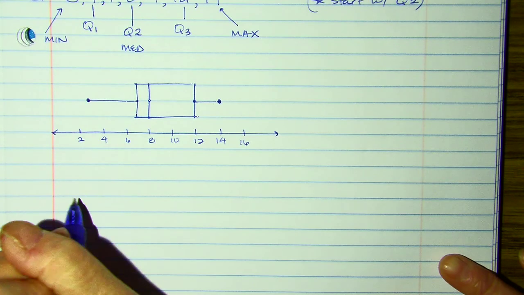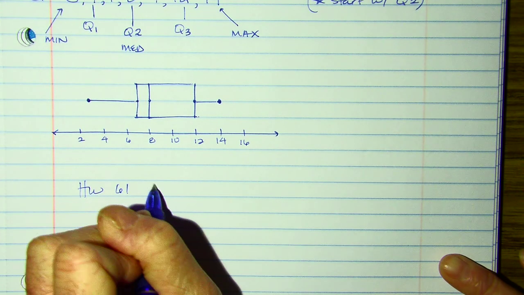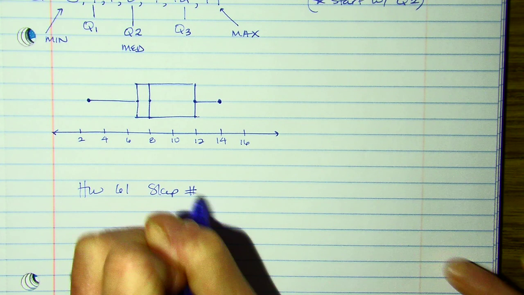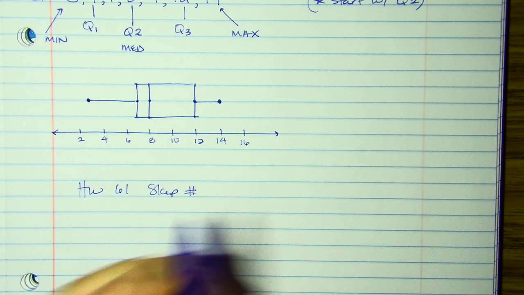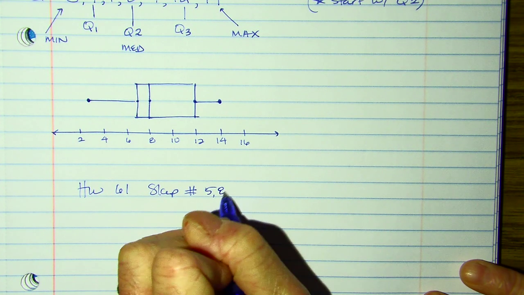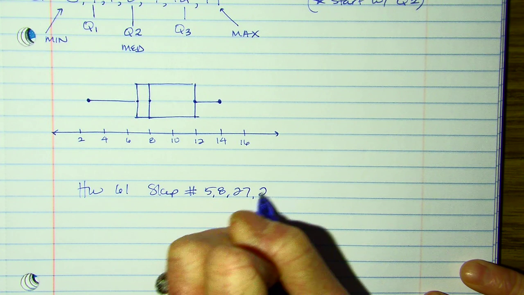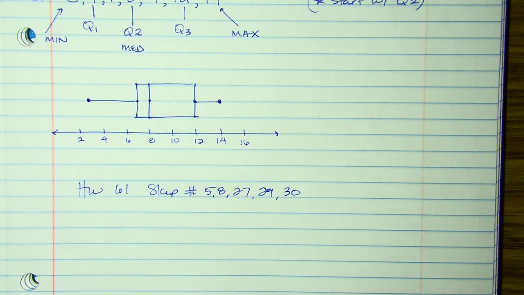Hopefully these notes help. For homework on 61, we are going to skip numbers. I just want to confirm because I have the homework right here. 5, 8, 27, 29, and 30. Thank you.